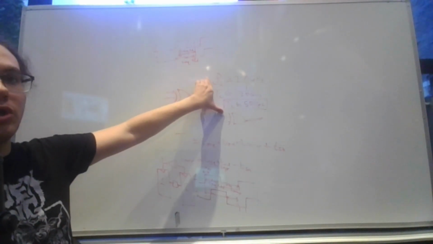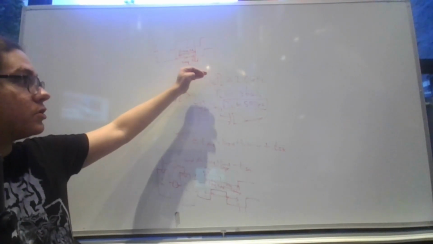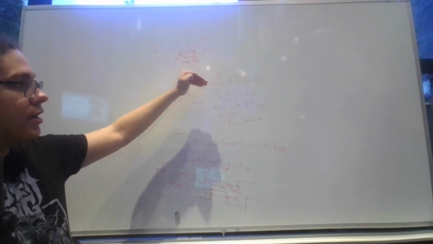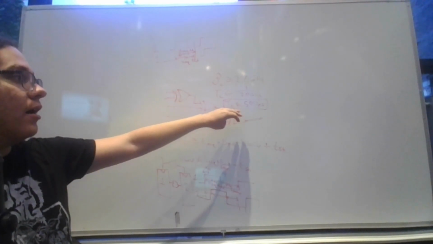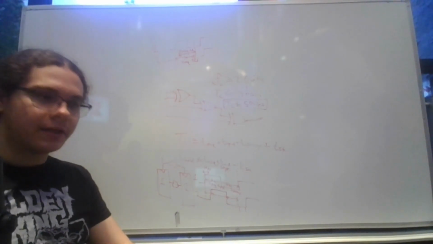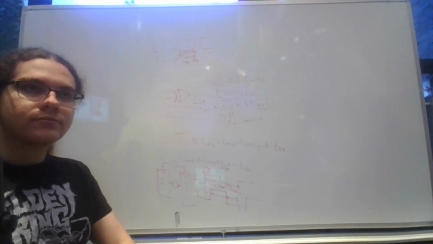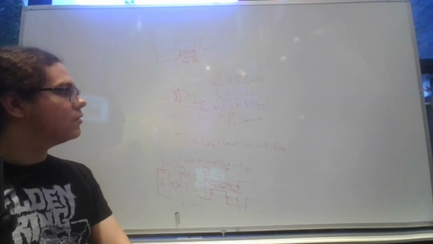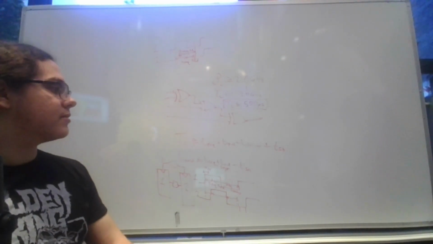But this is the conclusion we've arrived at. If we want our circuit to run at least 2.0 gigahertz, at 2 gigahertz, we need to have a cycle time of less than or equal to 500 picoseconds. Is everyone all right with that?